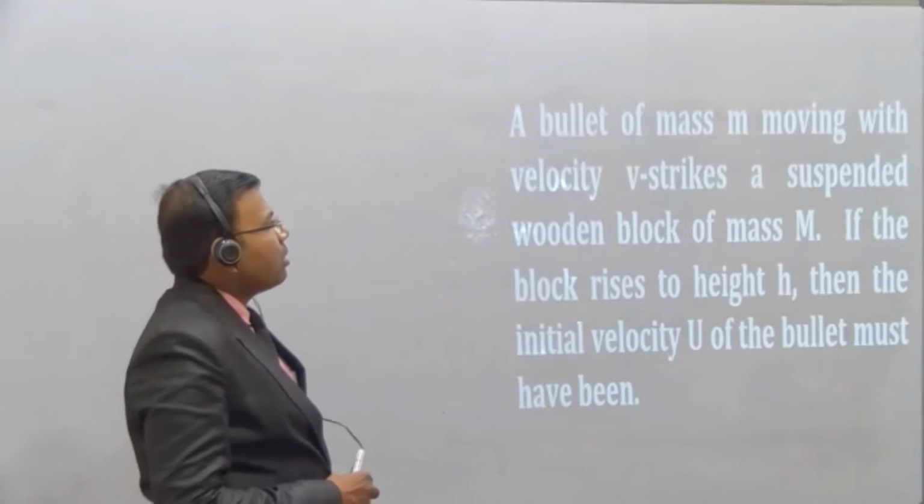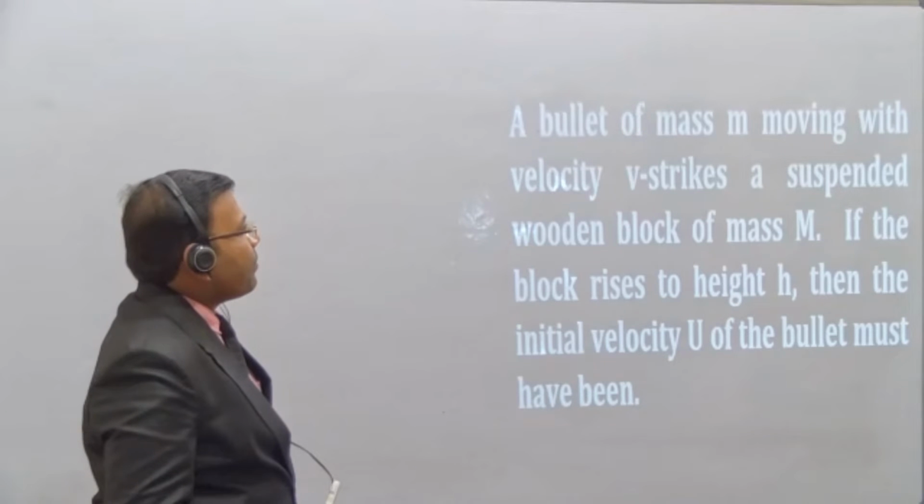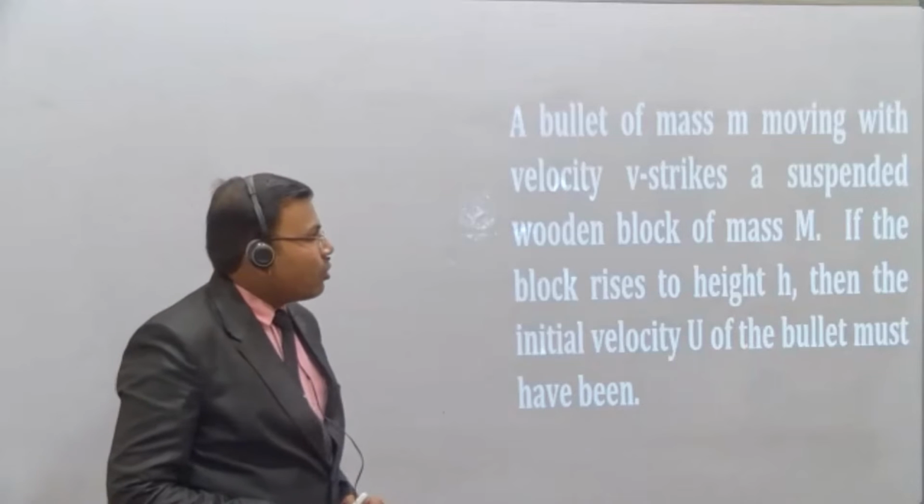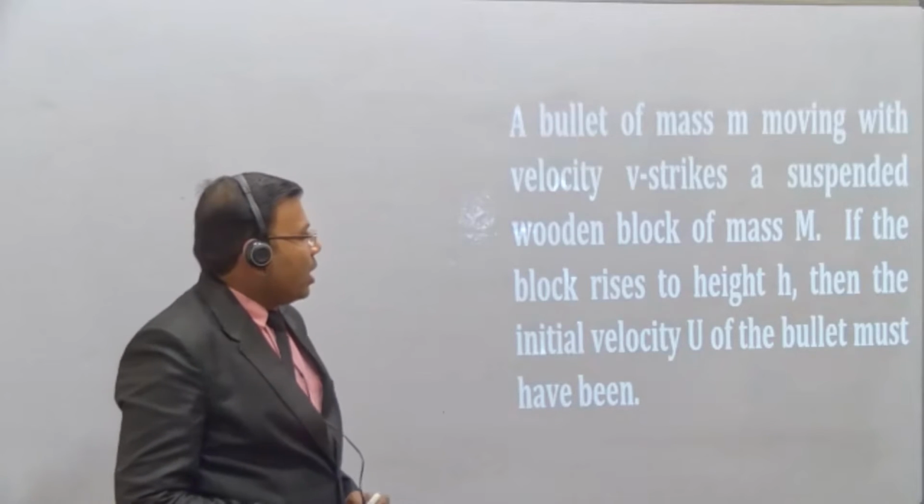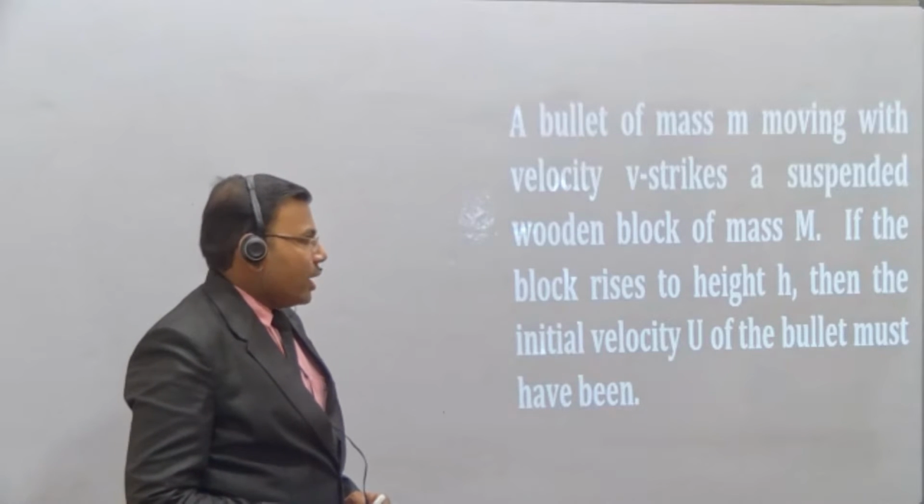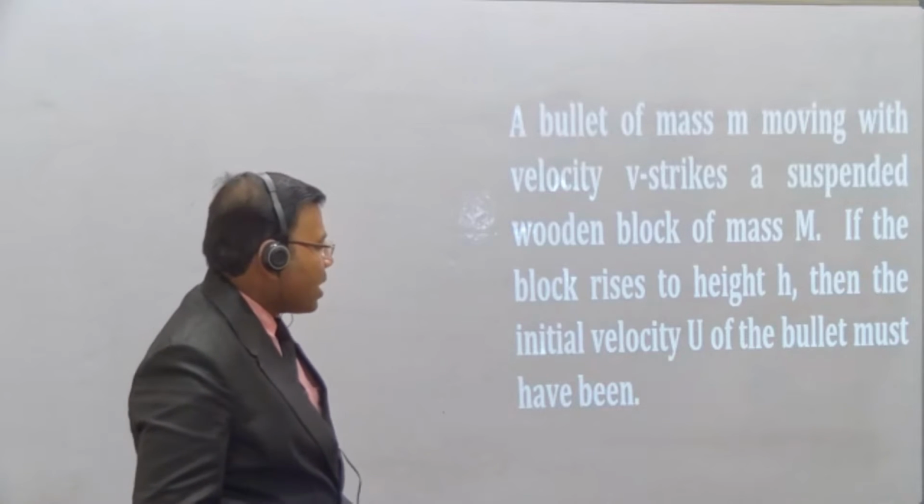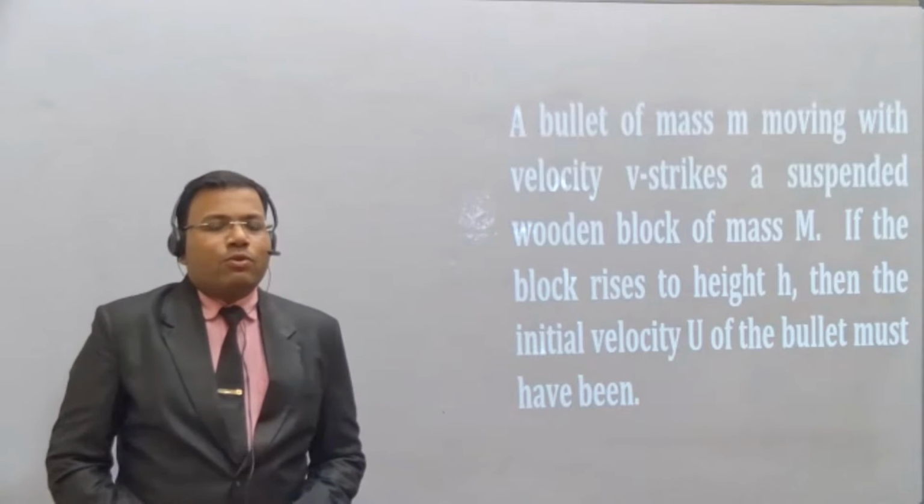Let us move to the next problem. The next problem on the board: a bullet of mass m moving with the velocity v strikes a suspended wooden block of mass capital M. If the block rises to the height h, then the initial velocity u of the bullet must have been. That's a very good question.